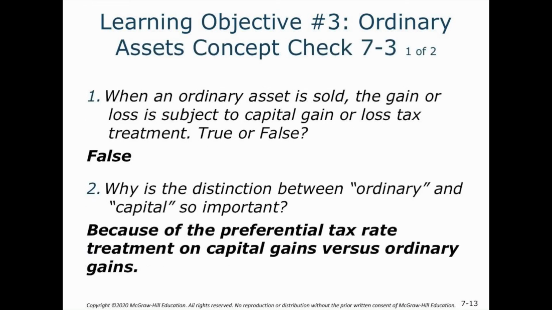So let's take a look at our concept check here. 1, when an ordinary asset is sold, the gain or loss is subject to the capital gain or loss tax treatment, and that's going to be false. We do not get the preferential rate, we're going to get the ordinary rate. And 2, why is the distinction between ordinary and capital so important? That's because the preferential tax rate treatment is for capital gains versus the ordinary gains.